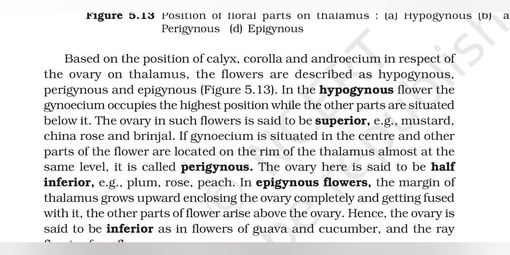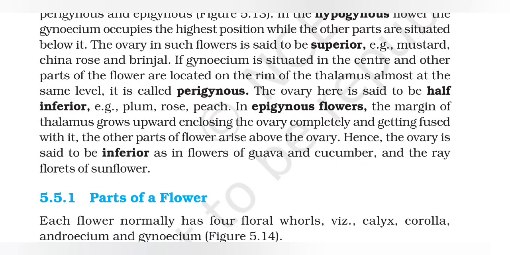If gynoecium is situated in the center and other parts of the flower are located on the rim of the thalamus, almost at the same level, it is called perigynous. The ovary here is said to be half inferior. Examples, plum, rose, peach. In epigynous flowers, the margin of thalamus grows upward enclosing the ovary completely and getting fused with it. The other parts of the flower arise above the ovary. Hence, the ovary is said to be inferior, as in flowers of guava and cucumber and the ray florets of sunflower.